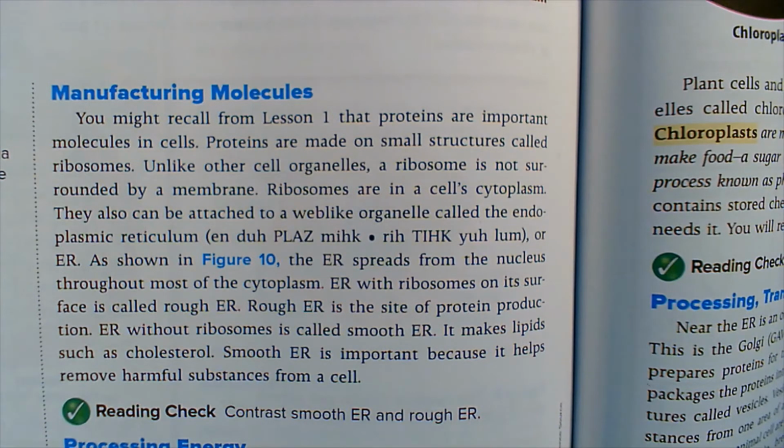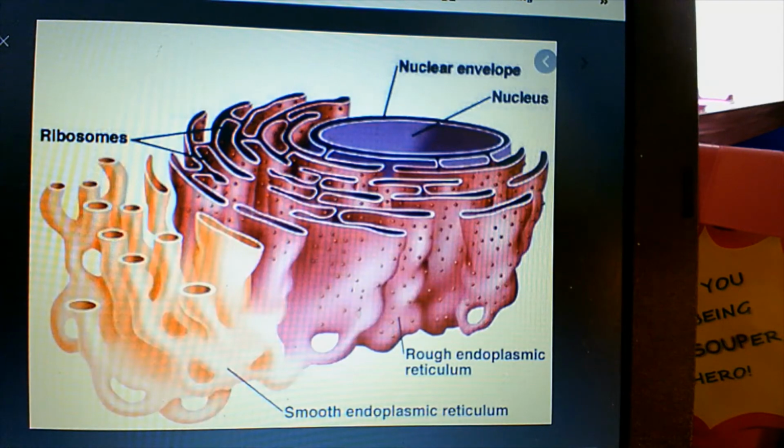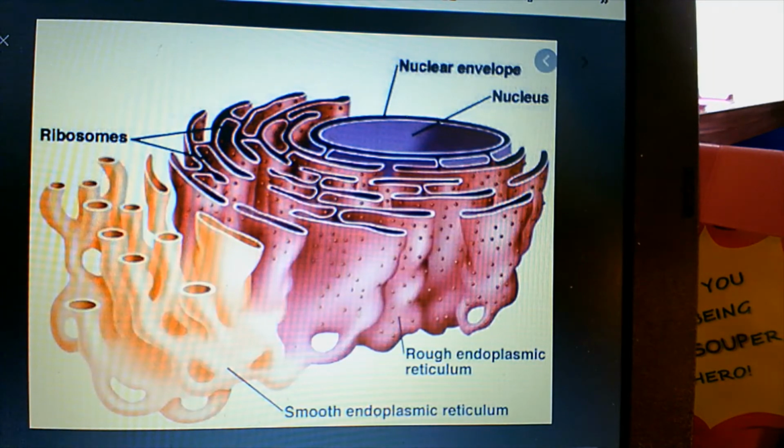Reading check. Contrast smooth ER and rough ER. Smooth ER makes lipids or cholesterol, removes harmful substances from the cell, and does not have ribosomes. Rough ER has ribosomes and is the site of protein production. Here you can see an artist's interpretation of what the smooth and the rough endoplasmic reticulum look like. You can see the tiny little dots on the rough endoplasmic reticulum. Those are ribosomes, but they're not on the smooth endoplasmic reticulum.